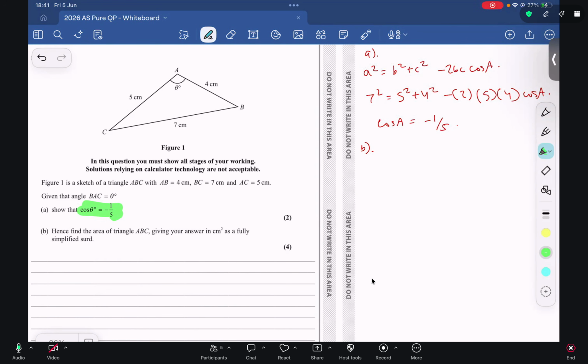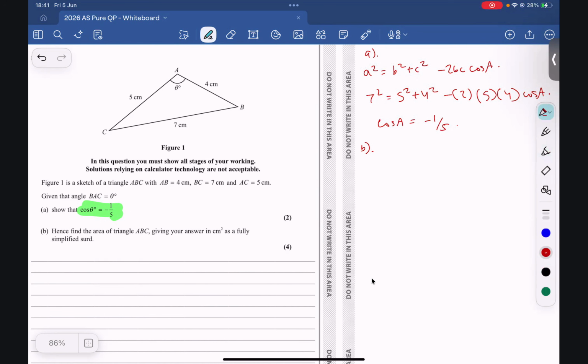So yeah, the first bit was just knowing that to get the area you have to use area equals half ab sine C, which means we're doing half times 5 times 4 times sine C, or sine theta. So we get 10 sine theta. The only issue is we have no idea what sine theta is.